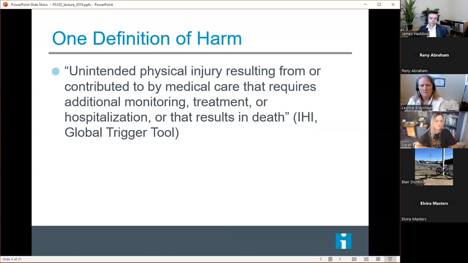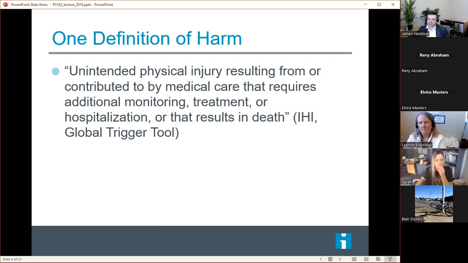So this is a definition of harm. See what you think about it, because it was from IHI. Unintended physical injury resulting from or contributed to by medical care that requires additional monitoring, treatment, or hospitalization, or that results in death. What do people think about that definition? Some nods of heads there.